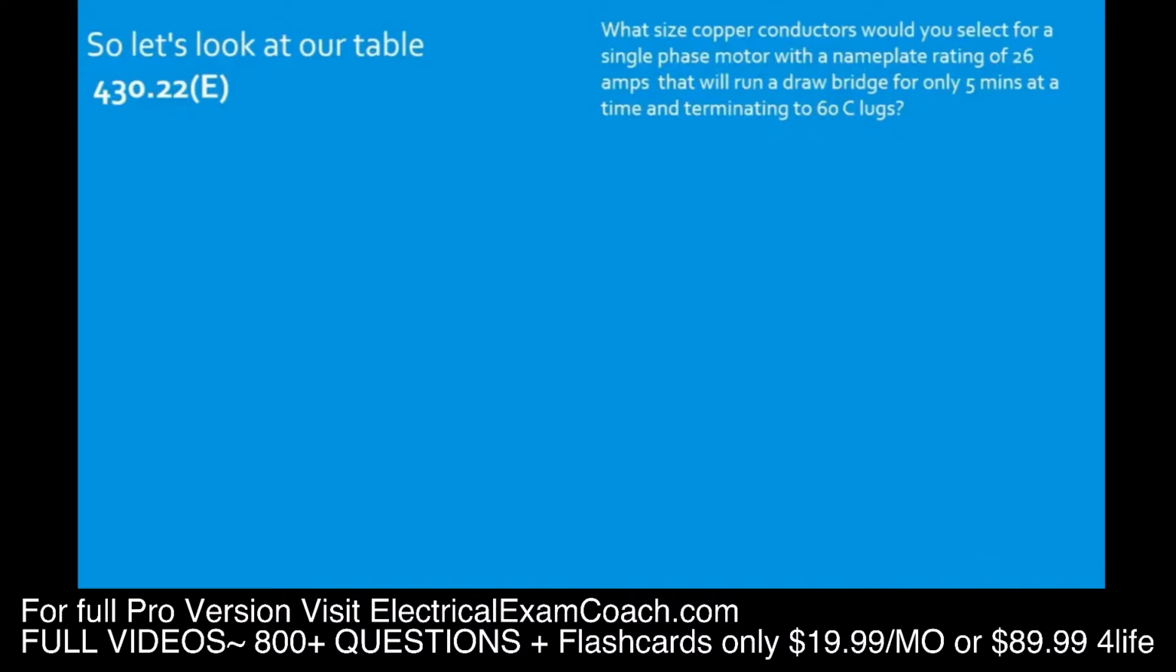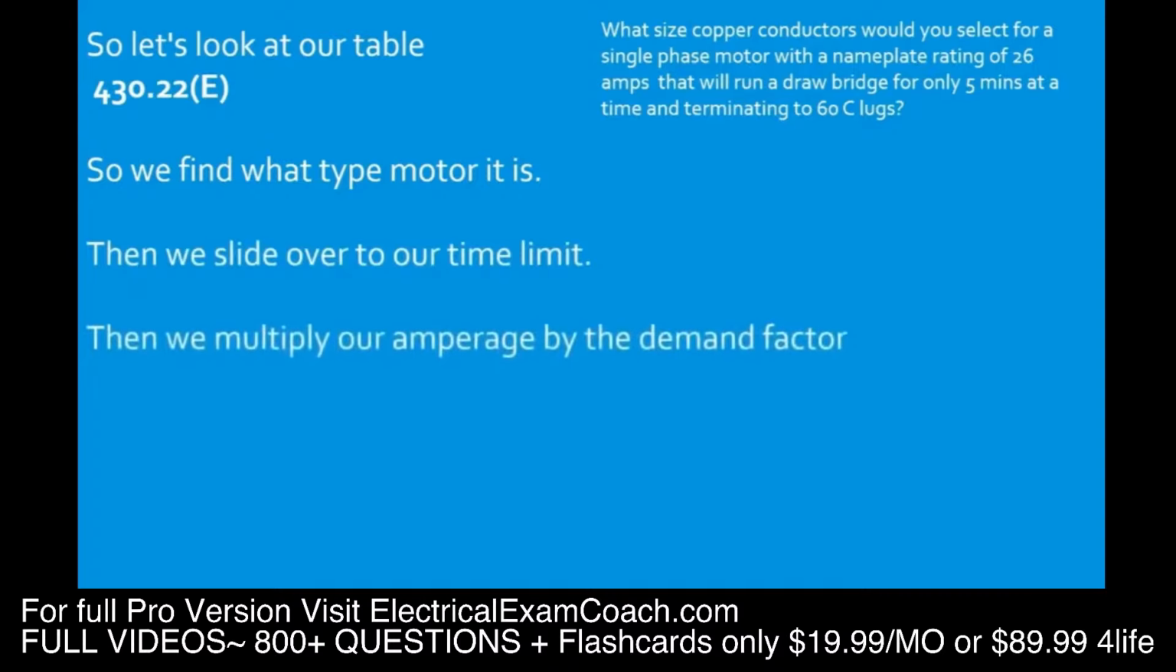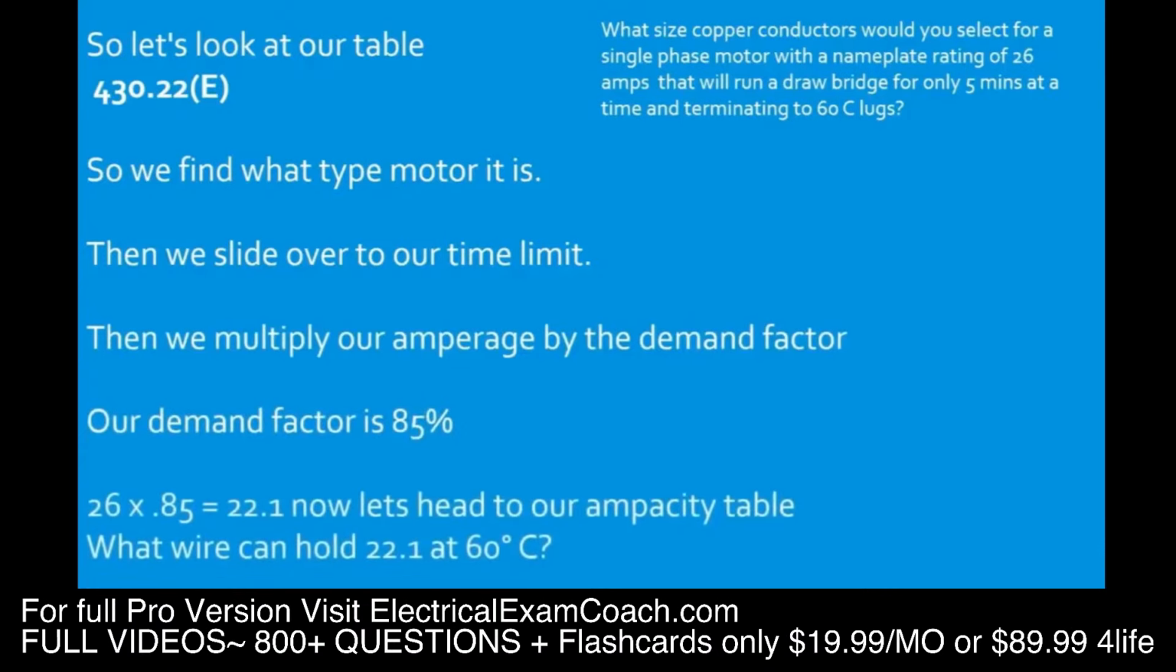Now we need to come over and tee off with our respective time. In this case, it's 5 minutes. So we find what type our motor is, then we slide over to our time limit, and we're going to find our multiplier. We're going to take our amperage and multiply it by that demand factor. In this case, it's 85%. So we take our nameplate rating, multiply it by 0.85, and that's going to give us 22.1 amps.